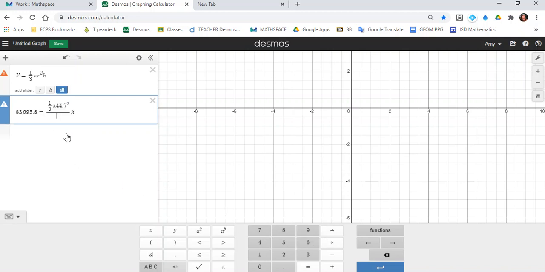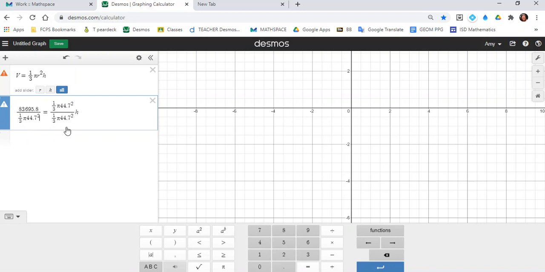I'm going to divide, and put that whole thing underneath. I want to get rid of it. Whatever I do to the right, I can also do to the left. Whatever I do to the left, I have to do to the right. Doesn't matter which side you're on. I'm just going to copy that whole thing. Now these cancel, right? And h is by itself.